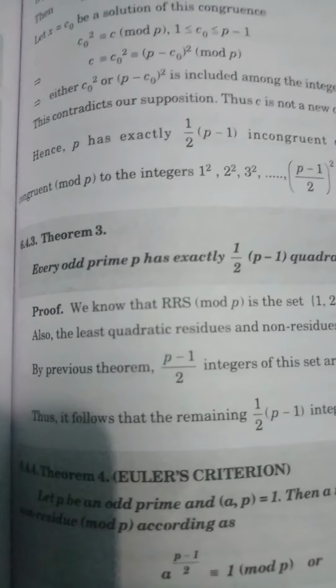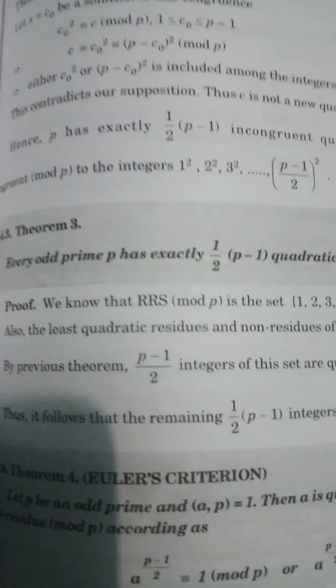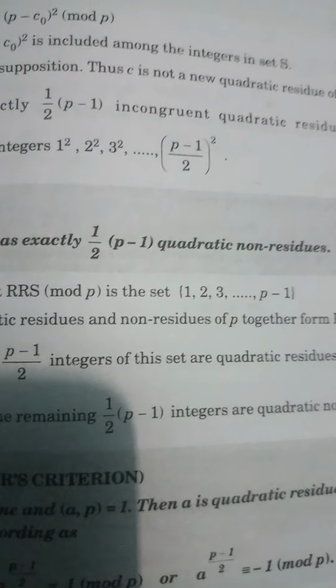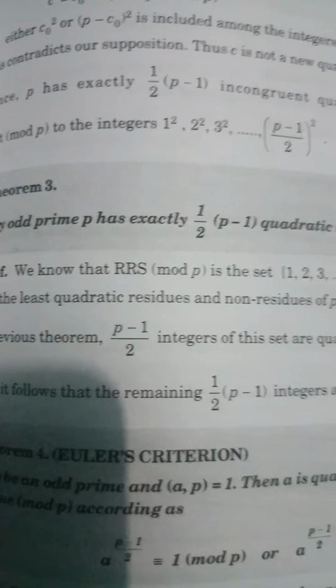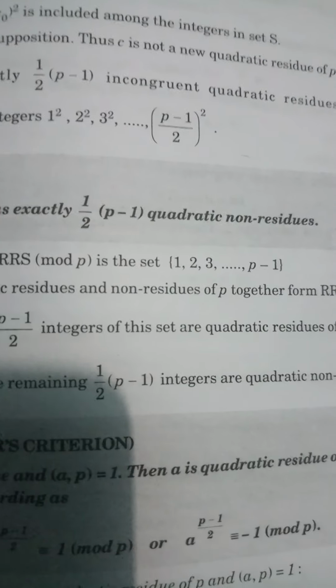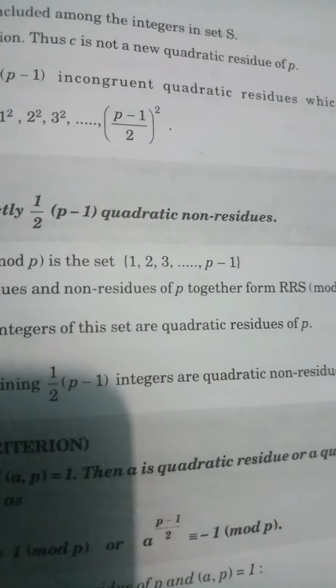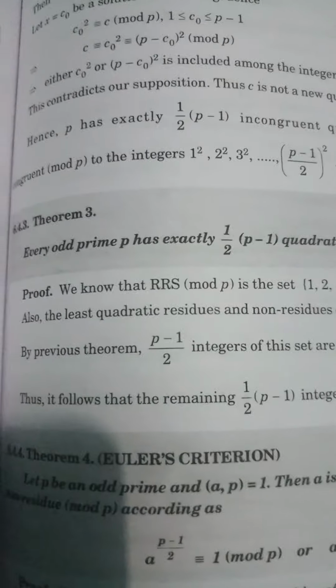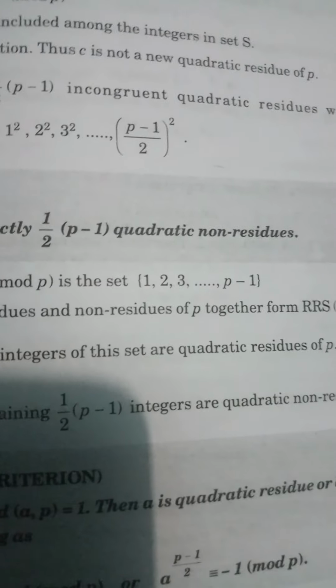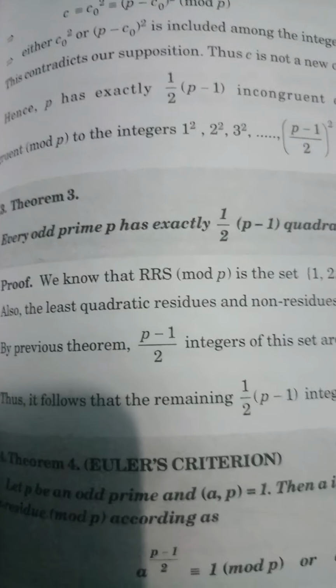Next theorem: every odd prime p has exactly half into p minus 1 quadratic non-residues. Proof: we know that the reduced residue system mod p is the set 1, 2, 3, up to p minus 1. It starts from 1.